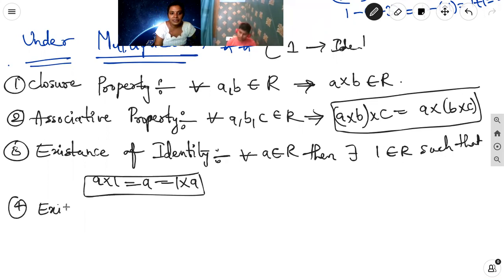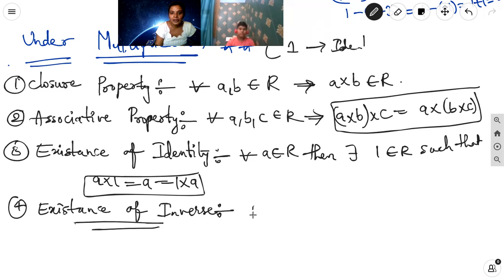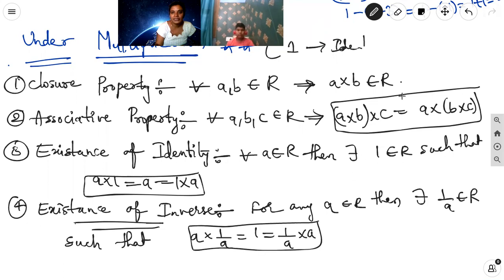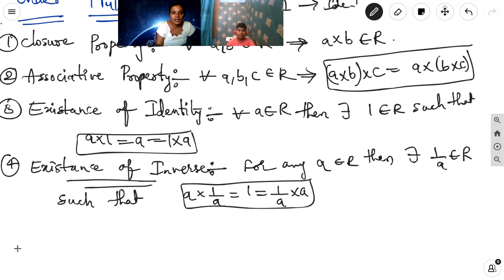Fourth one, existence of inverse. For any A belonging to R, there exists 1 by A belonging to R such that A into 1 by A equals 1 equals 1 by A into A. It is the existence of inverse. Fifth one, commutative property.